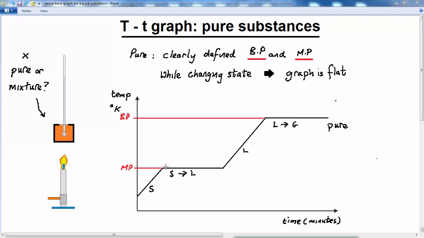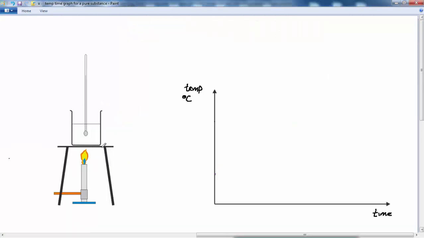Okay, so if your substance X is not a pure substance, then what's going to happen is you're not going to get these flat bits where the melting point and the boiling point are clearly defined. To help us see this a little more clearly, let's think of an example. Your teacher has given you some liquid and you have to decide whether the liquid is a pure substance or a mixture. So we're going to assume that the liquid is not inflammable, so we can heat it directly, and we're going to record how its temperature varies with time and plot the temperature time graph.